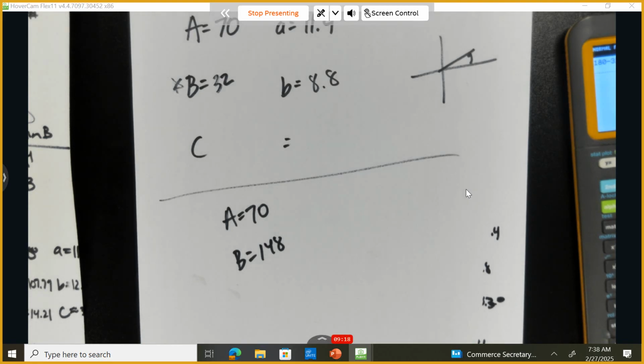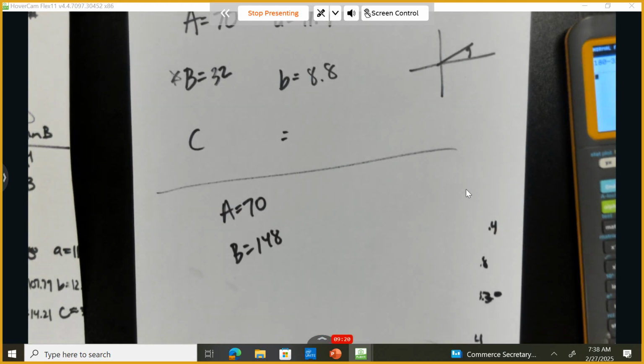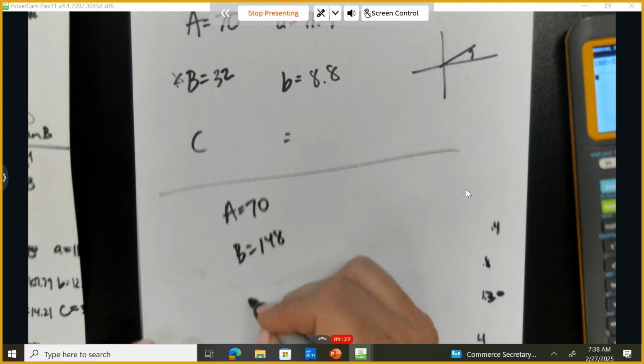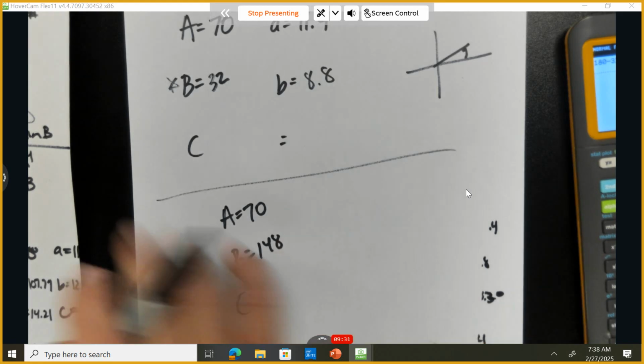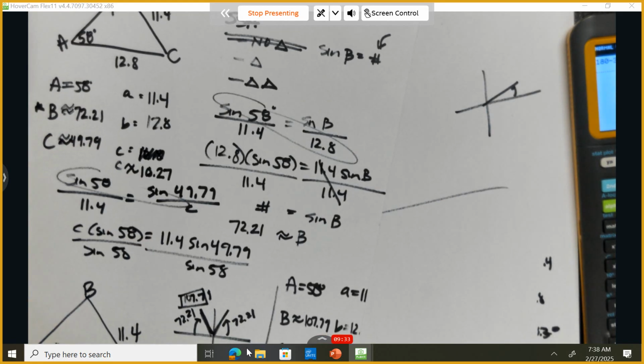No. Turn to the person next to you. Why can this second triangle not even exist? I still need to find angle C. Why would this not exist? It's not a possibility. Because the interior angles of a triangle have to add up to what? 180. And we've already bypassed 180. So I'm going to show this to you real quick.